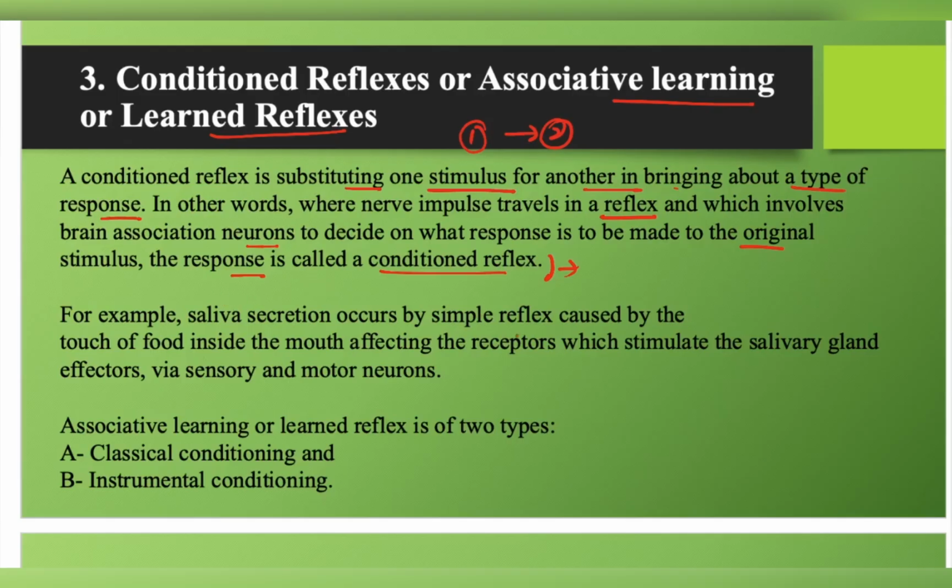This is a very simple example. Saliva secretion occurs by a simple reflex caused by the touch of the food inside the mouth, or sometimes just by the smell of the food, right? So the smell or odor or the touch of the food affects your receptors, which stimulates the salivary glands, so that salivation can occur, right? So this is a very simple example of the conditioned reflex.